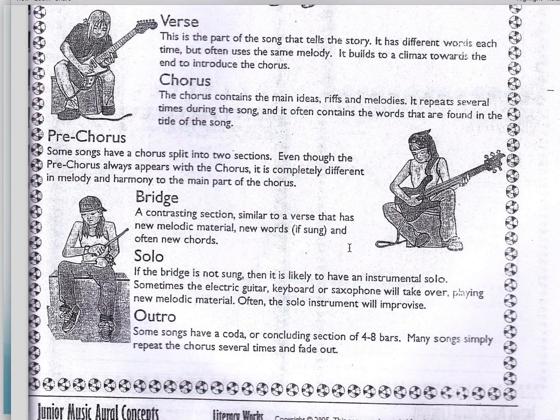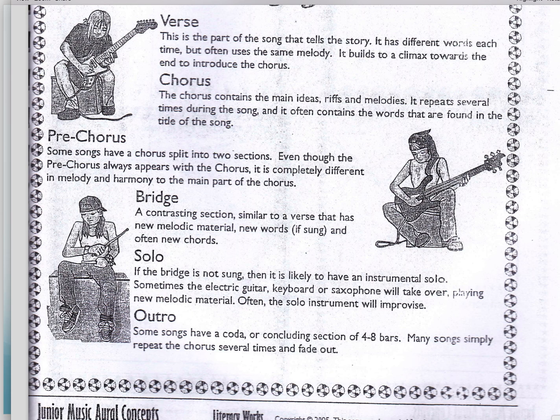Solo. If the bridge is not sung, then it is likely to have an instrumental solo. Sometimes the electric guitar, keyboard, or saxophone will take over playing new melodic material. Often the solo instrument will improvise. Outro. Some songs have a coda or concluding section of 4 to 8 bars. Many songs simply repeat the chorus several times and fade out.